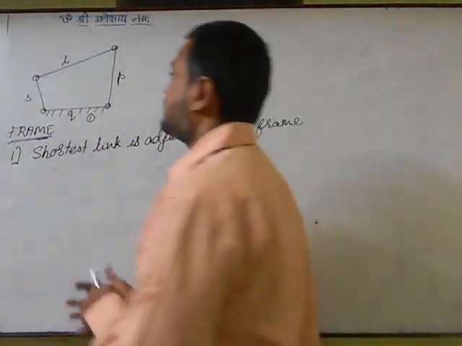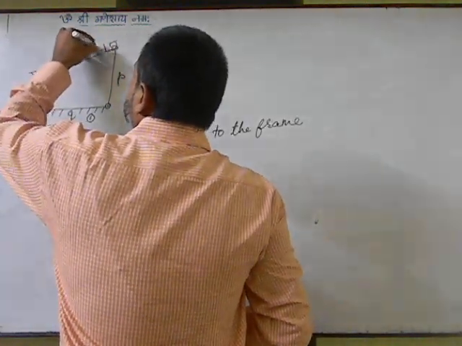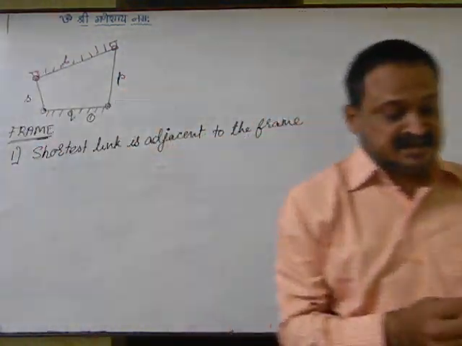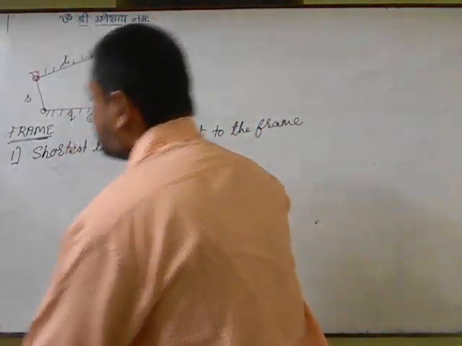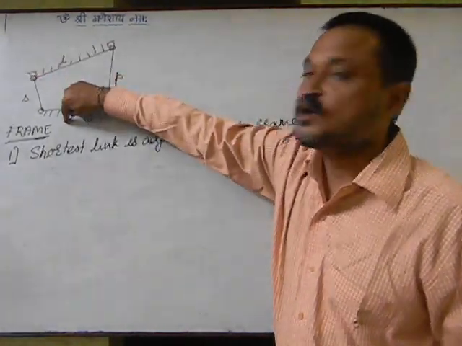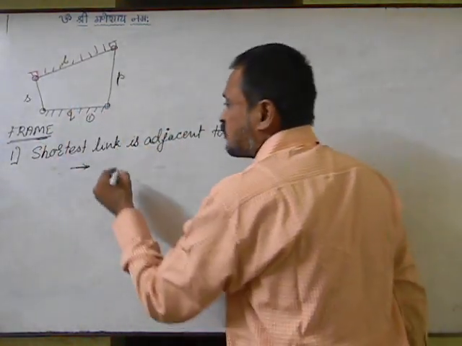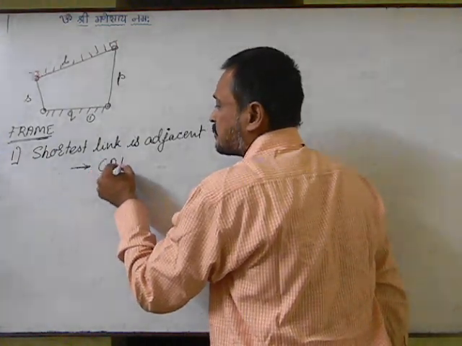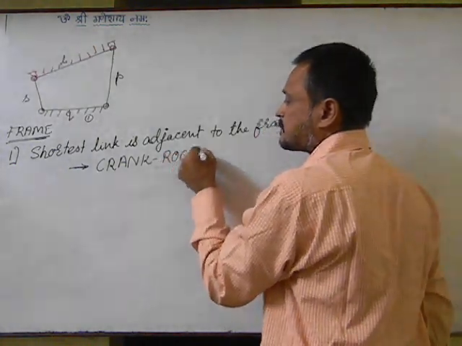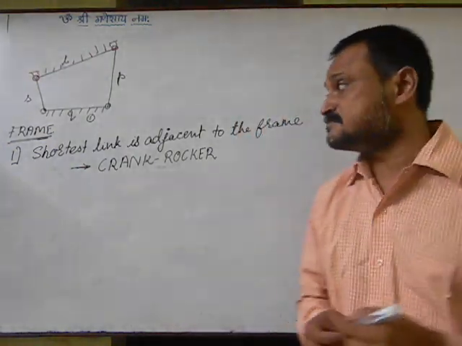The second situation can be if I select this link as the frame. If I select this link as the frame, this also becomes adjacent to the shortest link. So when we are selecting the frame adjacent to the shortest link, either this one or this one, this situation will always give me a crank rocker mechanism, right?